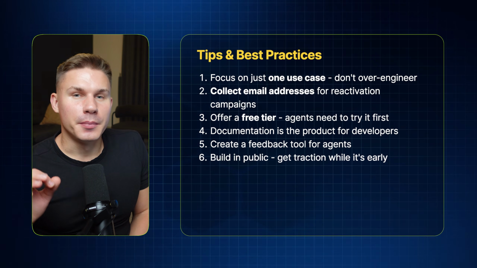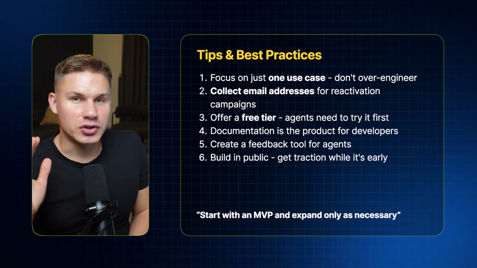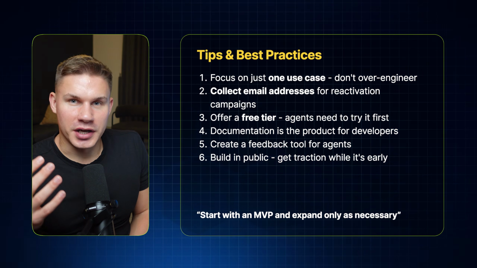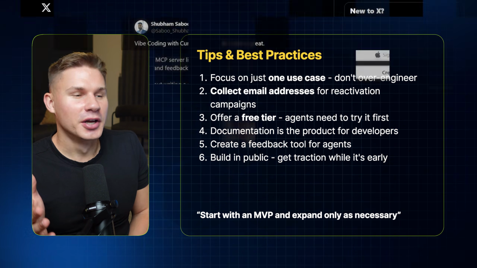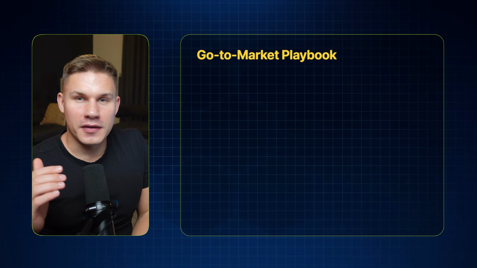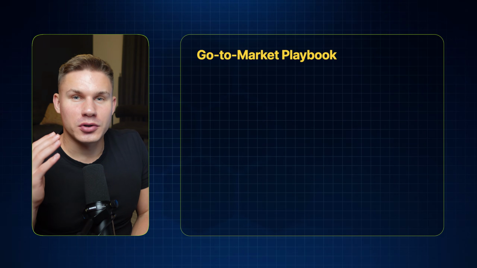And number 6, build in public. Because it's still so early, if you do this in public, you will get a lot of traction. I recently saw someone on Twitter do exactly that while I was recording this video. It seems like this guy built an MCP server for vibe coding, which improves the end-to-end testing and feedback loop for AI agents.